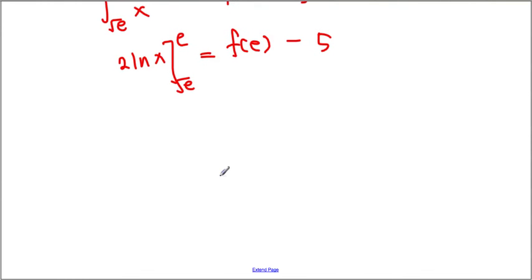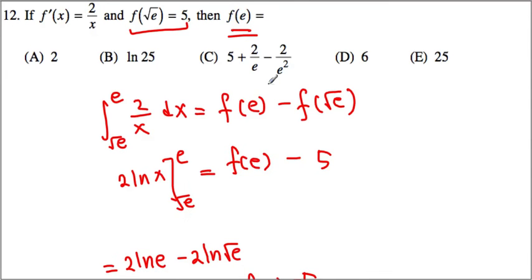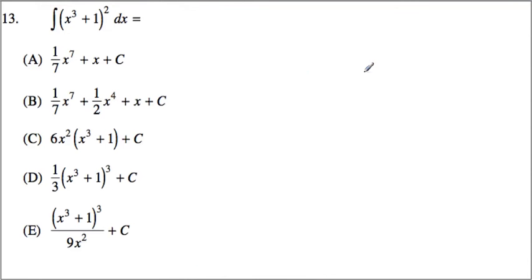Now, if you have to solve this one further, then what we end up getting is 2 ln of e minus 2 times ln of square root of e. Now, this portion becomes simply 2, and here becomes minus, this portion is 1/2, so therefore we end up getting simply 1 equals f of e minus 5. Then here f of e seems to be 6. That's what we end up getting. So therefore, our answer should be choice D.